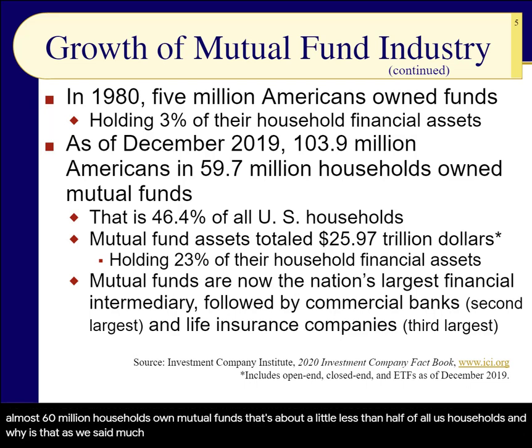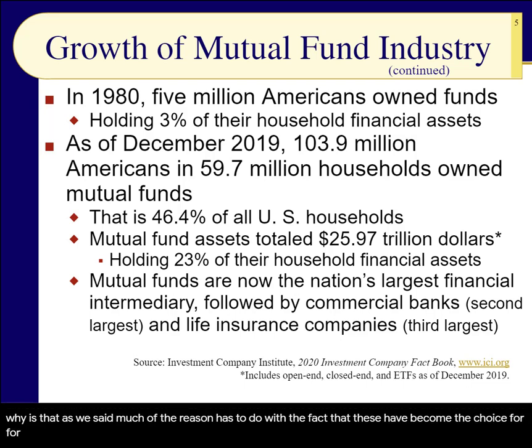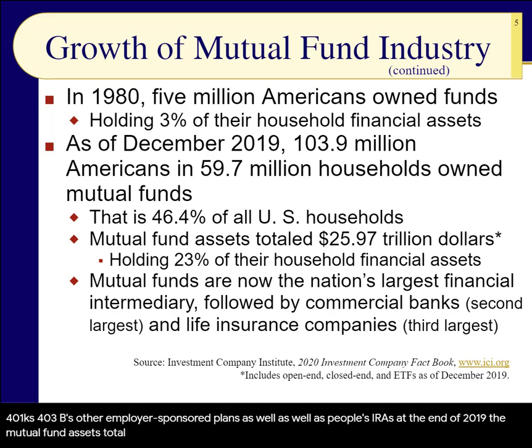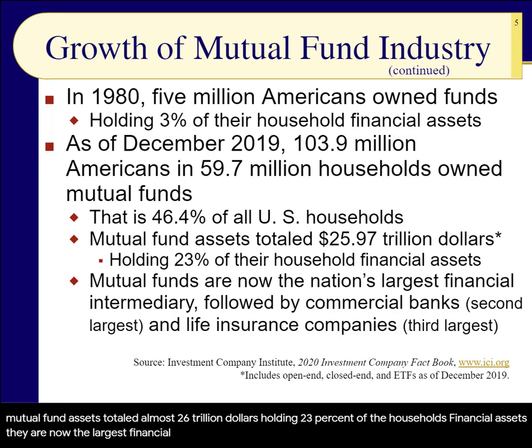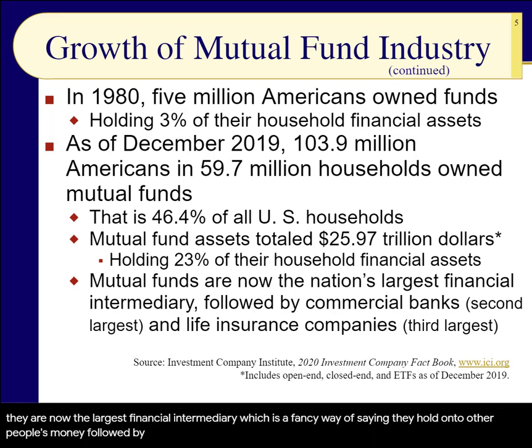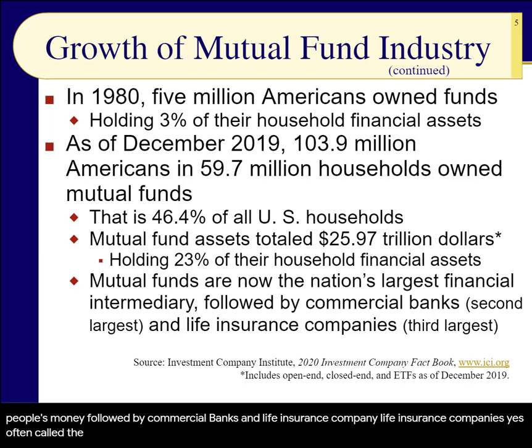As we said, much of the reason has to do with the fact that these have become the choice for 401ks, 403bs, other employer-sponsored plans, as well as people's IRAs. At the end of 2019, the mutual fund assets totaled almost $26 trillion, holding 23% of the household's financial assets. They are now the largest financial intermediary, which is a fancy way of saying they hold on to other people's money, followed by commercial banks and life insurance companies. Life insurance companies? Yes, often called the invisible bankers.